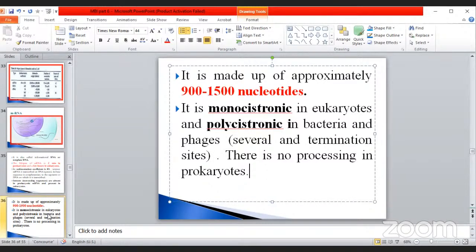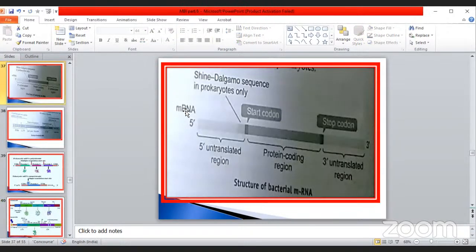See the mRNA here. This is a start codon. This is a stop codon. This is the 5' untranslated region, and this one is also an untranslated region. This portion only is the protein coding region, which may be considered as 1 to 1000 nucleotides: adenine, guanine, cytosine, like that. On these two sides there is a non-coding region, simply called the untranslated region, UTR.